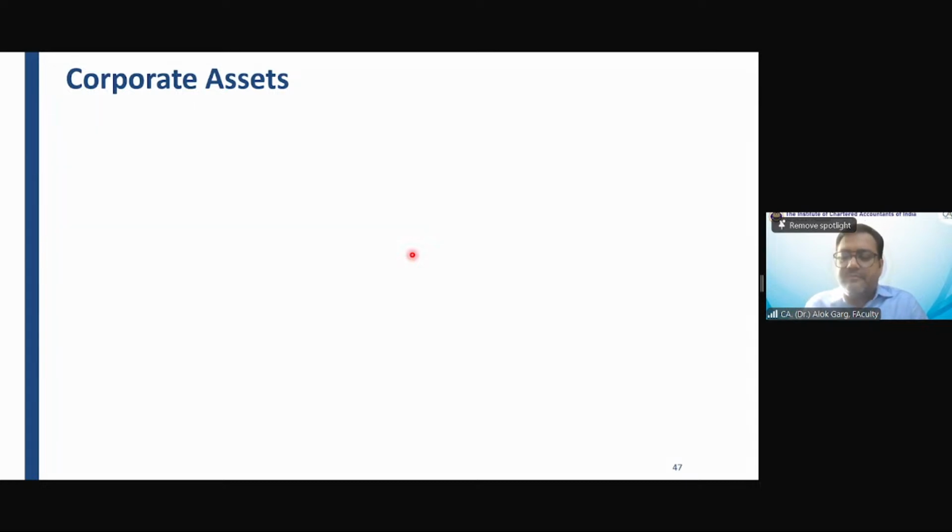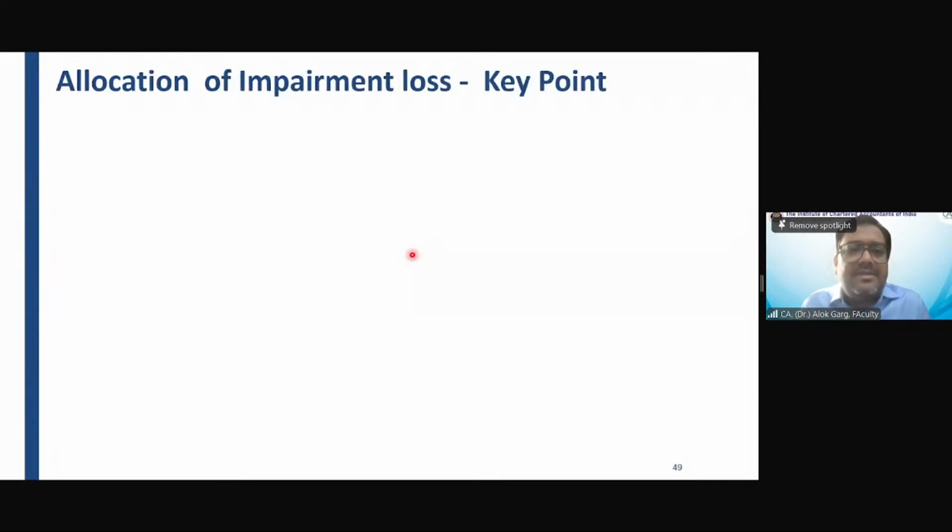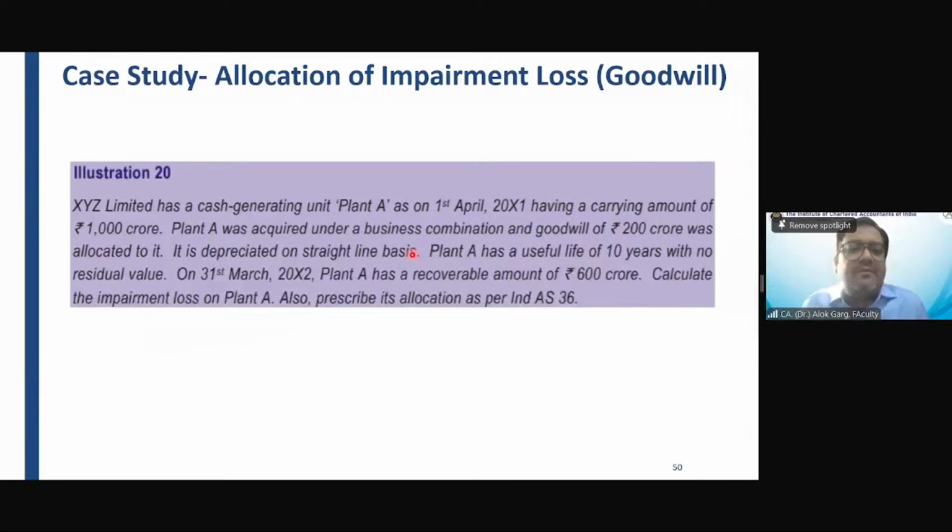Friends, before going to that, let me discuss one of the questions from the ICAI study material. Illustration number 20. XYZ Limited has a cash generating unit, plant A, as on 1st April 2001, having a carrying value of rupees 1000 crore. Plant A was acquired under a business combination and goodwill of rupees 200 crore was allocated to it.